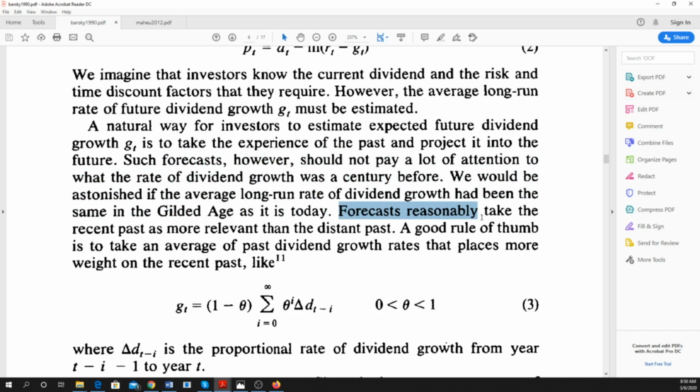Now, forecasts reasonably take the recent past as more relevant than the distant past. Now, if you take hundreds of years of investing for a particular asset, you can actually look at the recent past. That's what they are actually trying to point out. Now, if we actually look at XRP and look at the recent past, we had a recent cycle, right? And we are actually mostly concentrating on that.